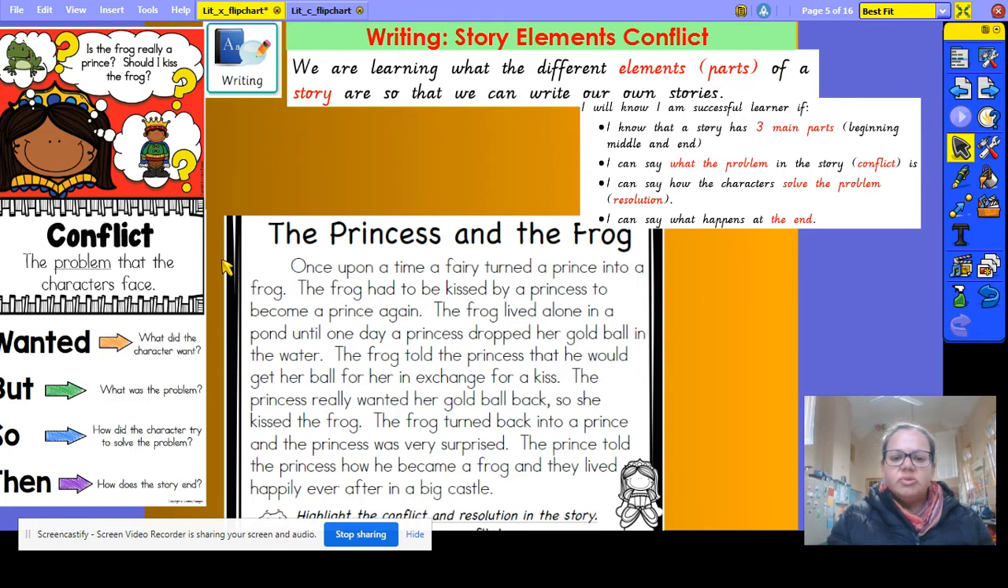So let's read the story of the princess and the frog again and find out what is the conflict in the story. What is the problem? Here goes. The princess and the frog.